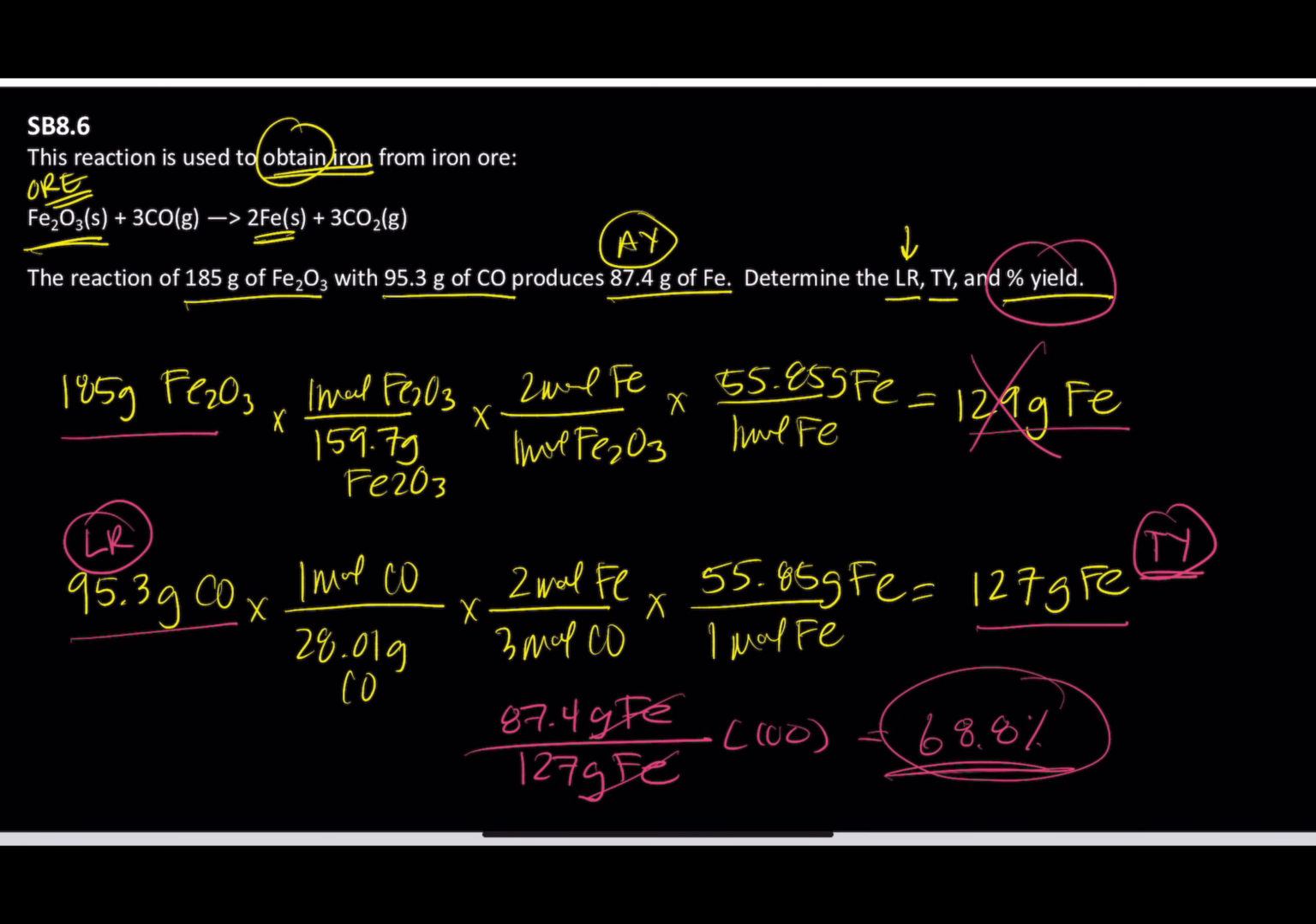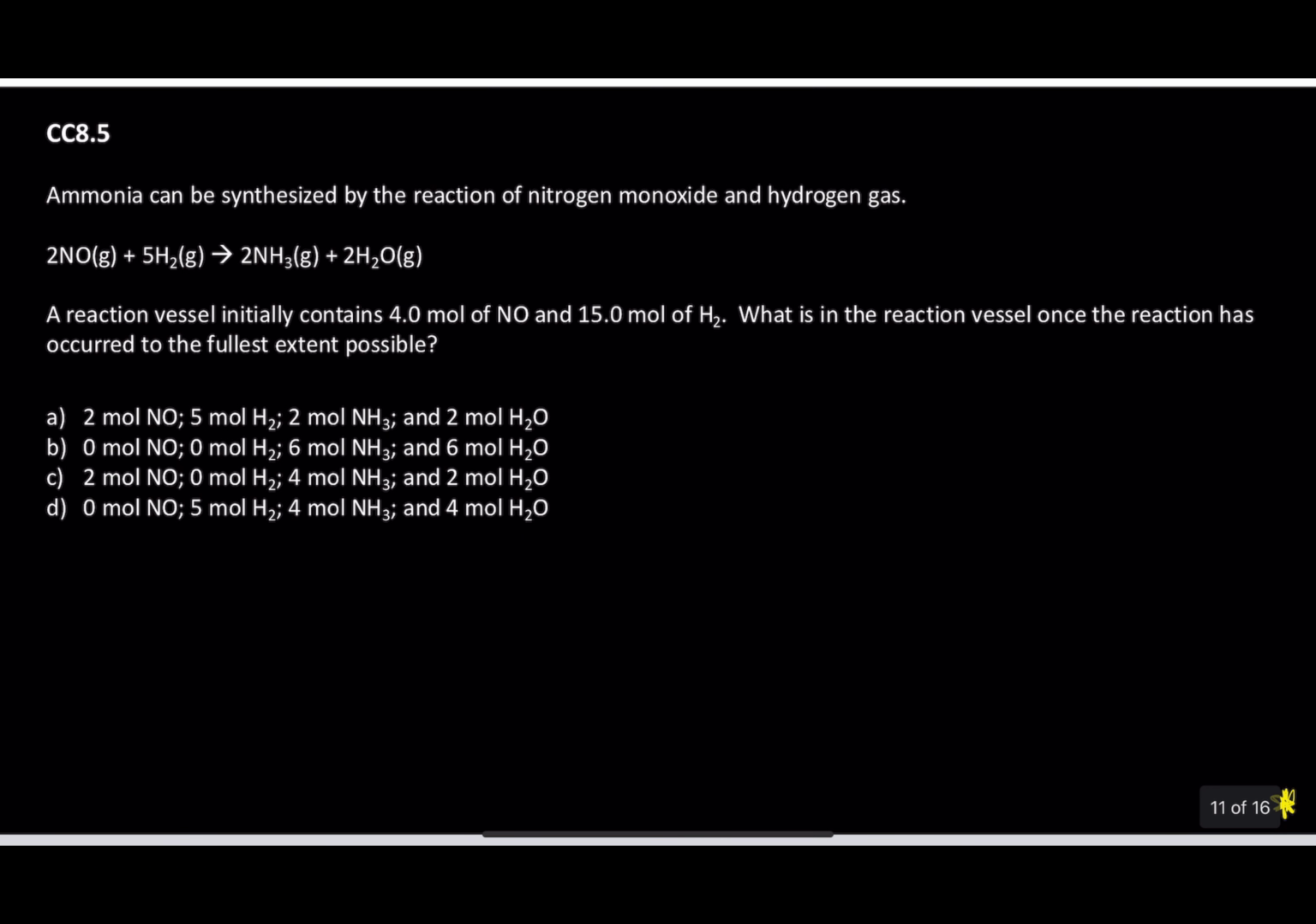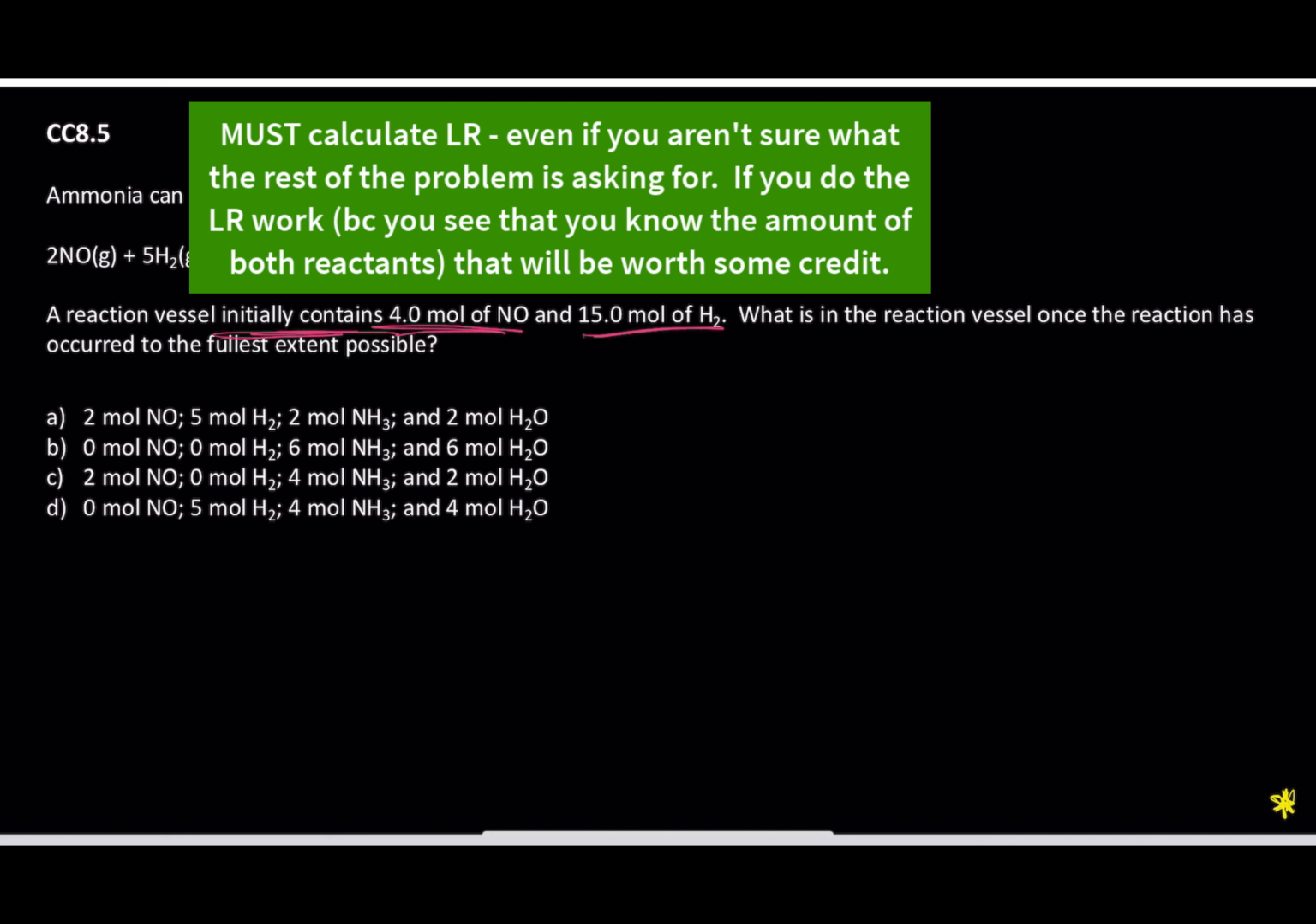Okay, next up, concept check 8.5. It says ammonia can be synthesized by the reaction of nitrogen monoxide and hydrogen gas. We've got a balanced equation. A reaction vessel initially contains, so that's how much is in there, 4 moles of NO and 15 moles of H2. What is in the reaction vessel once the reaction has occurred to the fullest extent possible?